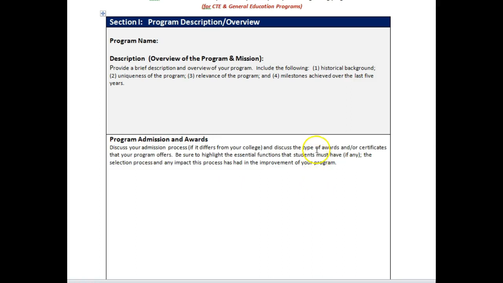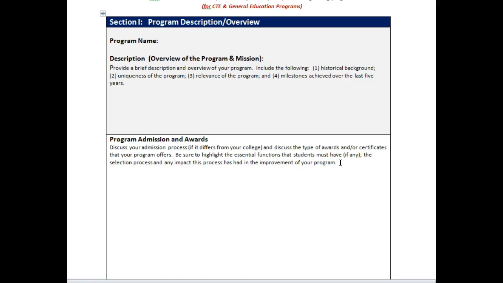Also, you want to break down the types of awards that your students can receive under your program, and the credit hours. You want to break that down. Also, you want to highlight the essential functions as you see right here, and this is very important to highlight those essential functions. And also, notice the last part, the selection process and any impact the process has had on improving your program. So essential functions should be evaluated, and I want to stress this.